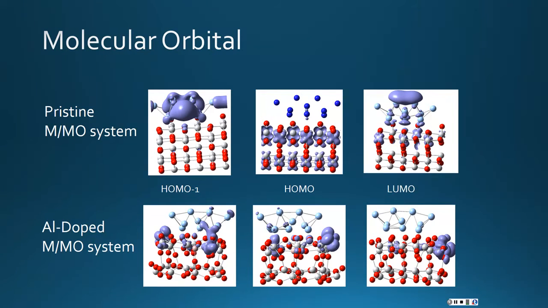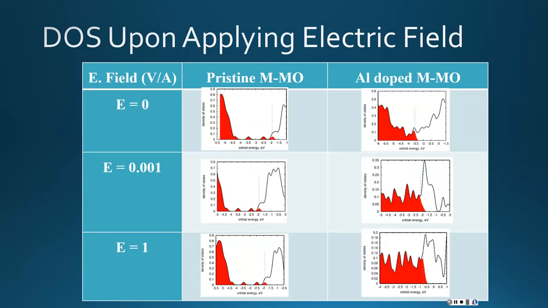This one is just an orbital plot of these two previous ones, as shown in the previous slide. This electron is almost localized on the metal part. In the LUMO it is the metal part with the oxide layer, but in the doped system, this electron is localized on the metal part also. And this is some other presentation of the previous slide.